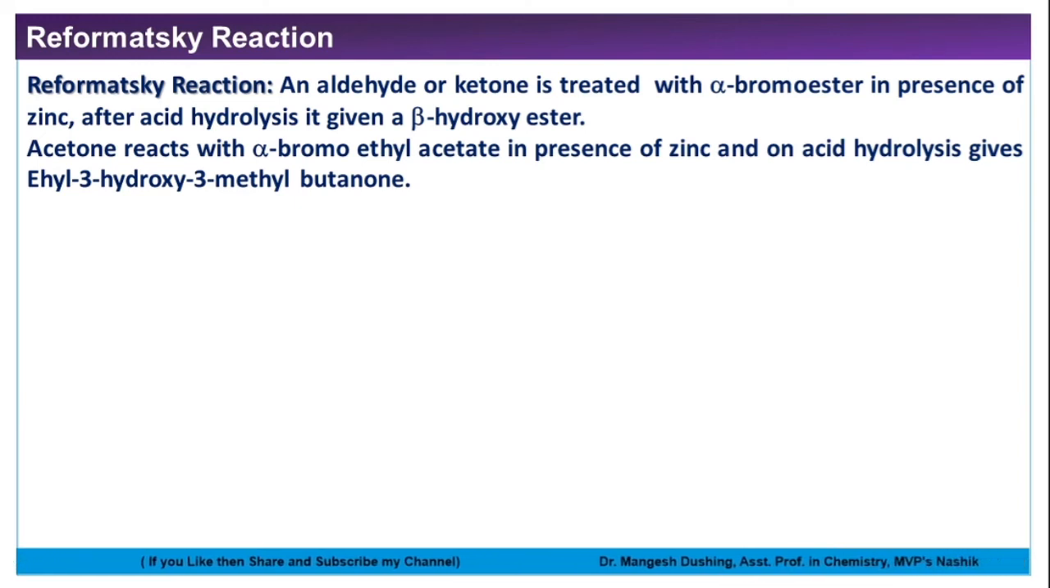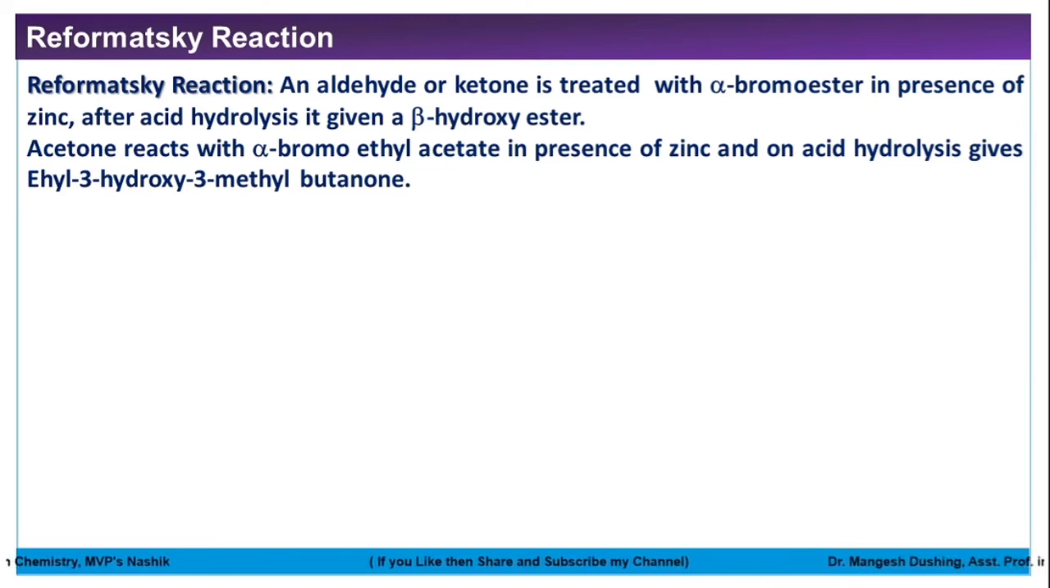So in short, the Reformatsky reaction is the addition reaction of aldehydes and ketones in presence of alpha bromoester and zinc as a catalyst, giving the product beta hydroxy ester. So the product is beta hydroxy ester, the starting material is aldehyde and ketone.